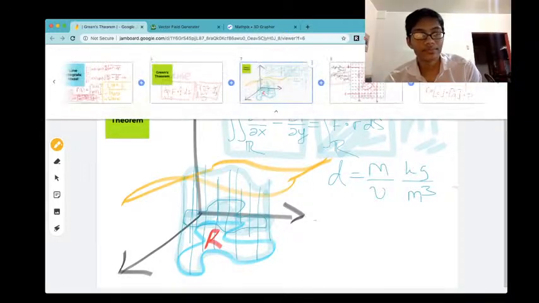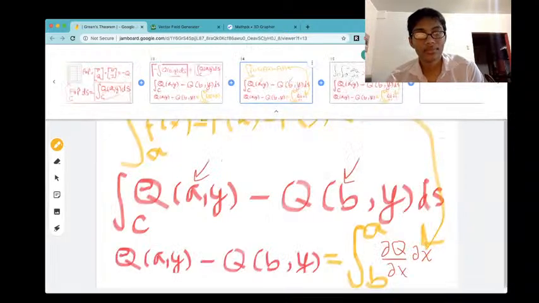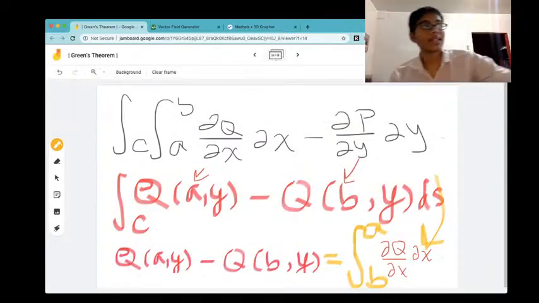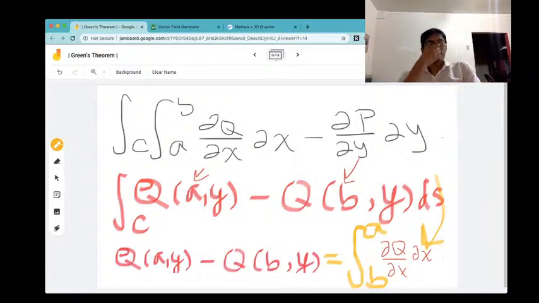Okay, and let's go back to what we have now. We have, in essence, the same thing, right? Partial q partial x and partial p partial y. Now, I want you to consider for a moment why that is so. Why is that true?